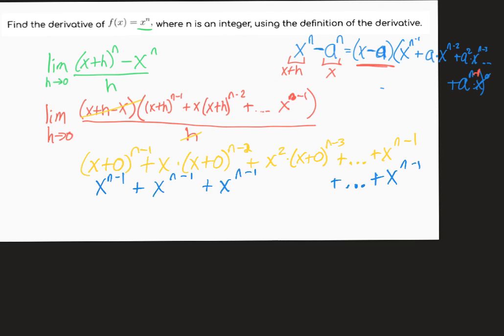And the last thing we have to do is figure out how many of them we have. To do that, we're thinking about, okay, we're going from n minus 1 of these down to, I'm going to call this x plus h to the 0. So if we're counting all of these, including the 0th term, we're going to have n minus 1 of them, and then plus 1 more, which is n of them. So what this really is, is n times x to the n minus 1.